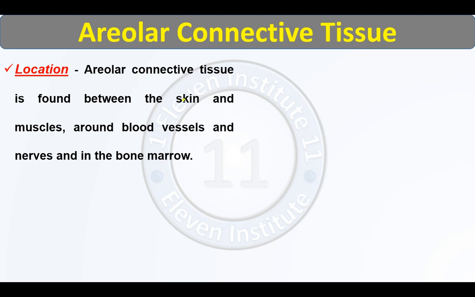It is found between the skin and muscles. Right, the example I have given to you just now, found between skin and muscles. It is also found around the blood vessels. It is also found around the nerves in bone marrow. Right, so location, where do you find the areolar connective tissue in our body? You can find it between the skin and muscles, to fill spaces, and you can also find them around the blood vessels and nerves in the bone marrow. This is the location given in the textbook.